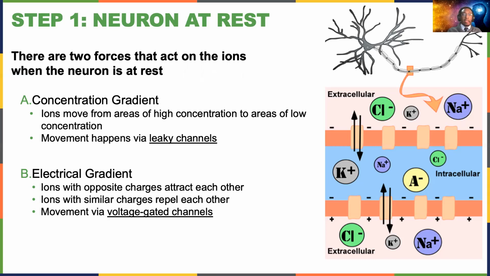Secondly, there's the electrical gradient, and that's the principle where opposite charges attract each other and similar charges repel each other. So two positively charged ions will repel each other, whereas a positively charged ion will attract a negatively charged ion. And the movement of those ions largely happens via voltage-gated channels.